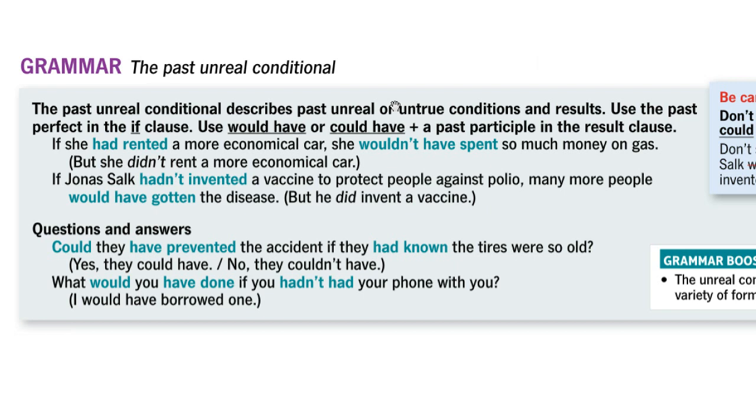Again, we're talking about unreal situations. Then the second example says, if Jonas Salk hadn't invented a vaccine to protect people against polio, many more people would have gotten the disease. But he did invent the vaccine. Then again, this is an imaginary situation. And as a consequence, many more people didn't get the disease because he invented the vaccine.